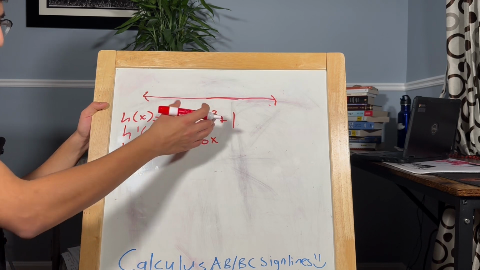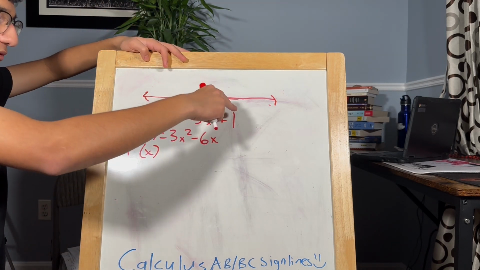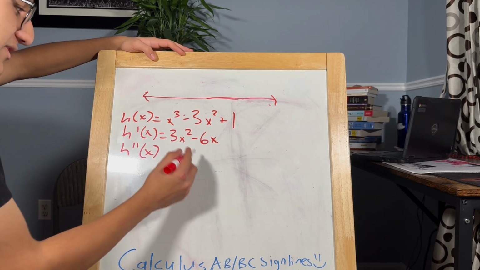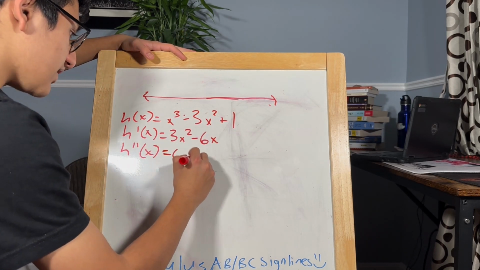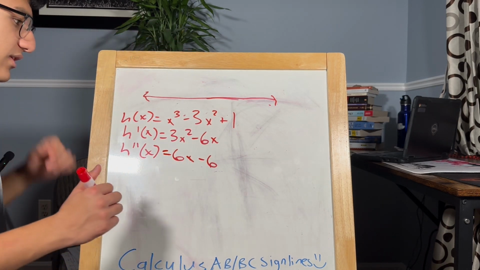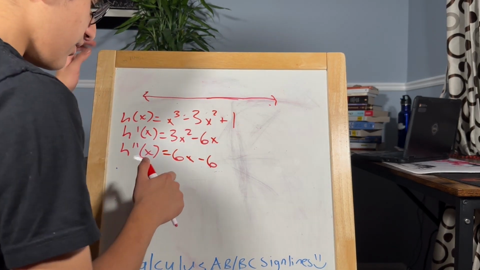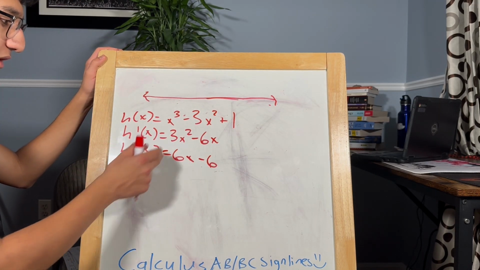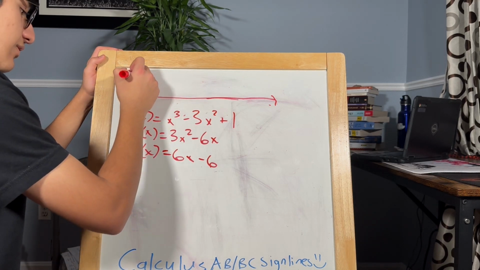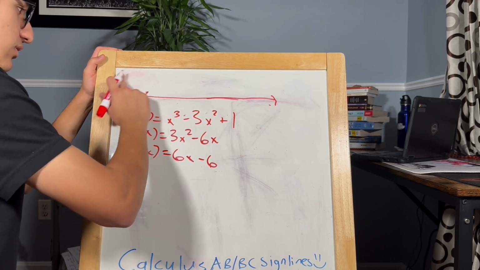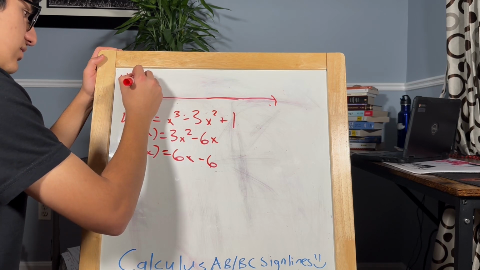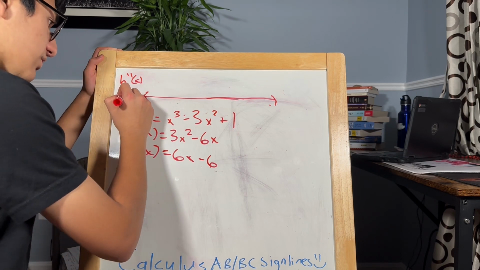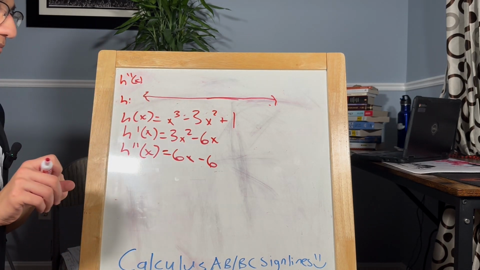You can keep going. Fun fact about all polynomials: if you take the derivative enough times, it will eventually just come to 0 because eventually all hit constants, right? So 6x minus 6. Now, at what values of x would the second derivative be 0? So let's write h double prime of x, and then down here, let's write h of x small.